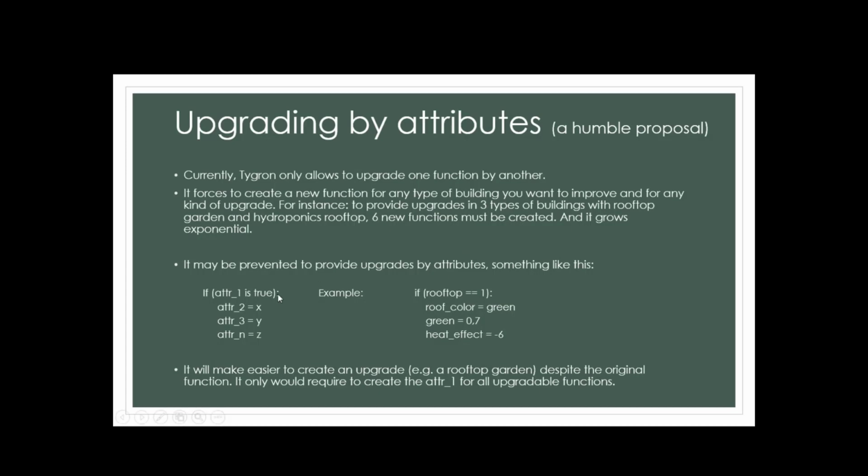A lot of work. And I was wondering if it wouldn't be possible to use attributes to upgrade buildings. That is, you can create an attribute, rooftop, equal to 1 for the buildings that will be upgradable with a rooftop. And then when you activate the upgrade, all the buildings with rooftop equal to 1 change their attributes. I don't know, I'm not explaining very well, but it will be more or less like this syntax.